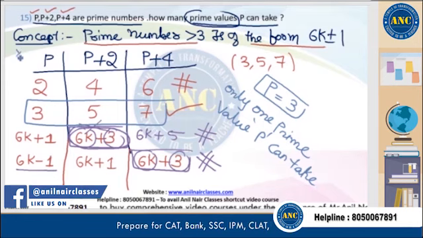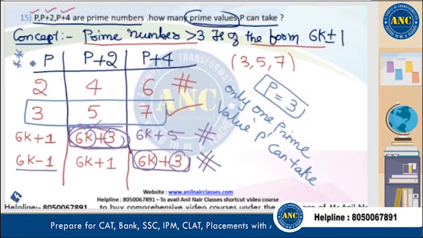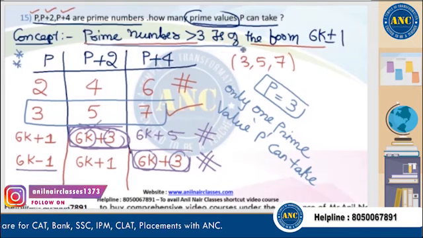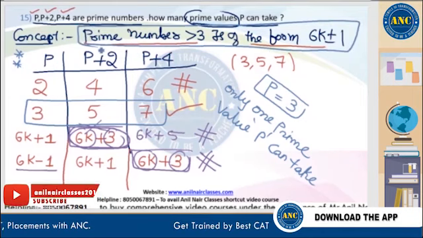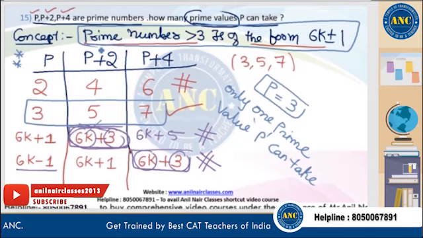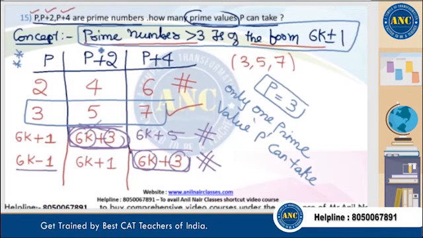Very, very good question. This question uses the concept: every prime number greater than 3 is of the form 6k plus or minus 1.